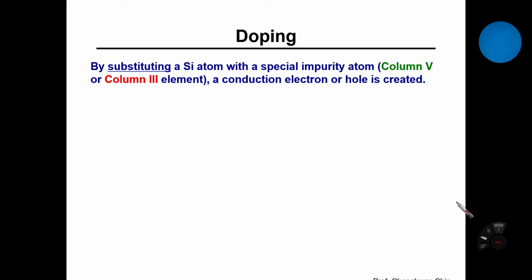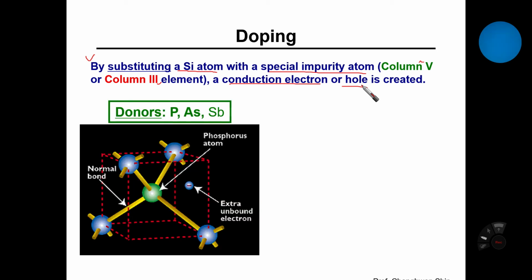So here, as described, by substituting or replacing a silicon atom of silicon crystalline material with a special impurity atom coming from a column 5 or column 3 element, conduction electrons or free electrons or holes will be created. Okay, so let's see the detailed process. How do the conduction electrons or holes get created by substituting a silicon atom with an impurity atom?